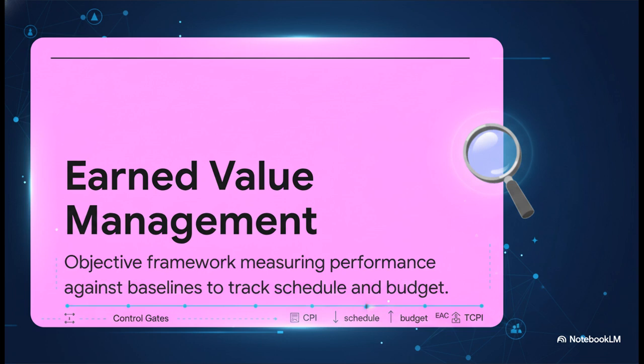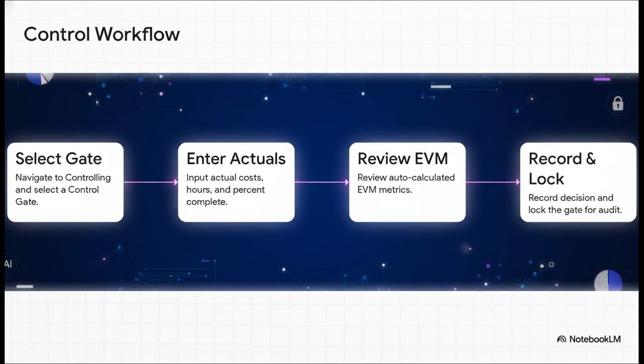In PM Molly, we use what we call control gates at regular intervals, maybe monthly or at major milestones. These gates capture unalterable snapshots of critical metrics like CPI, SPI, EAC, and TCPI. Having those snapshots lets you run some incredibly deep trend analysis once your plan is locked in and the actual data starts rolling in. So let's look at your actual step-by-step workflow.